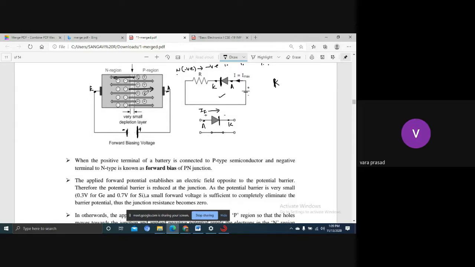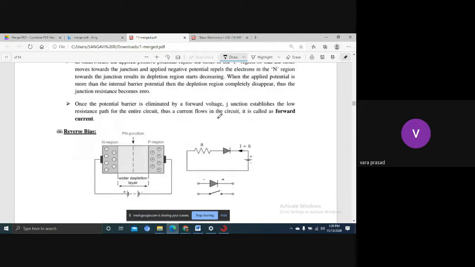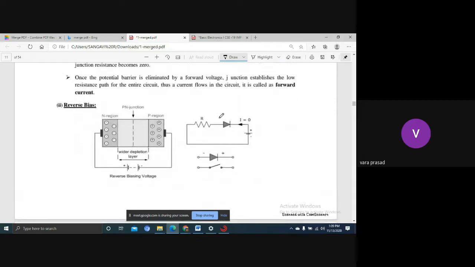When charge carriers cross the junction, the current will be generated. This current we call a forward current. Please keep this in mind.